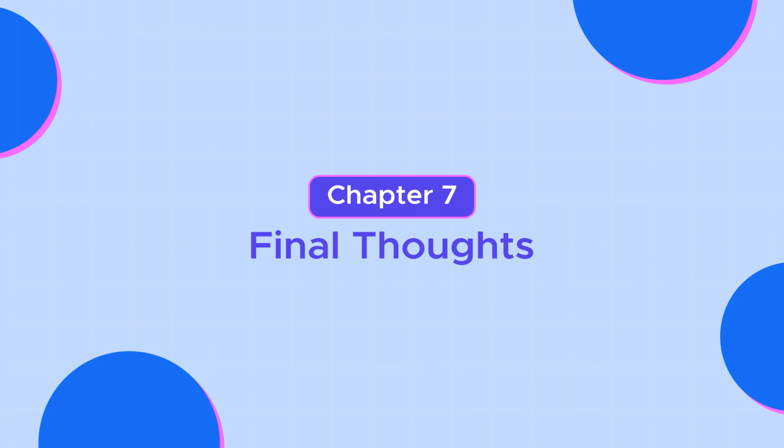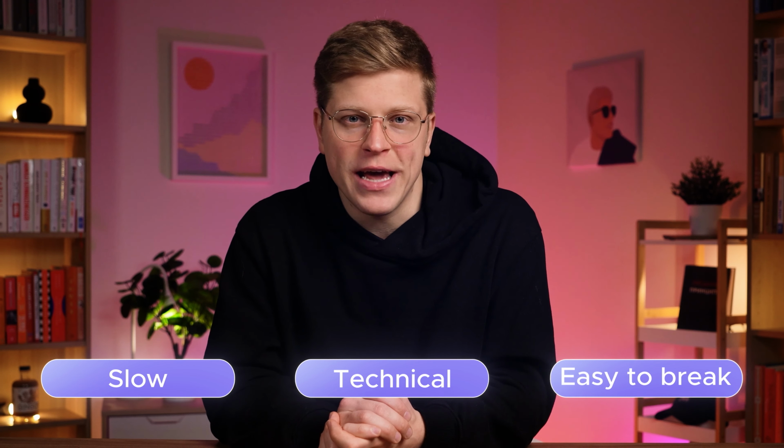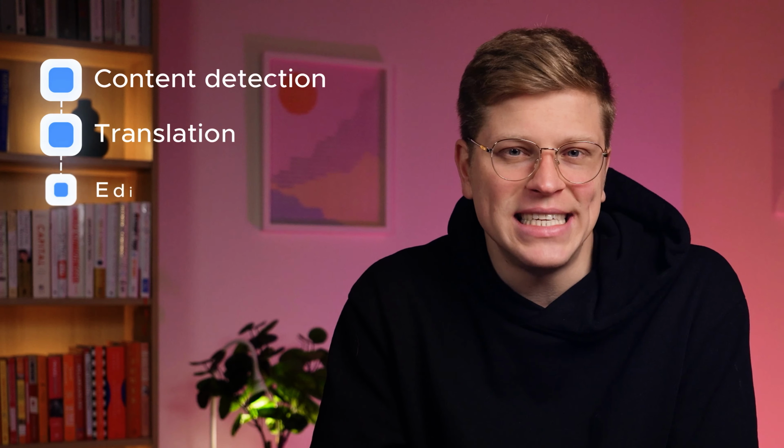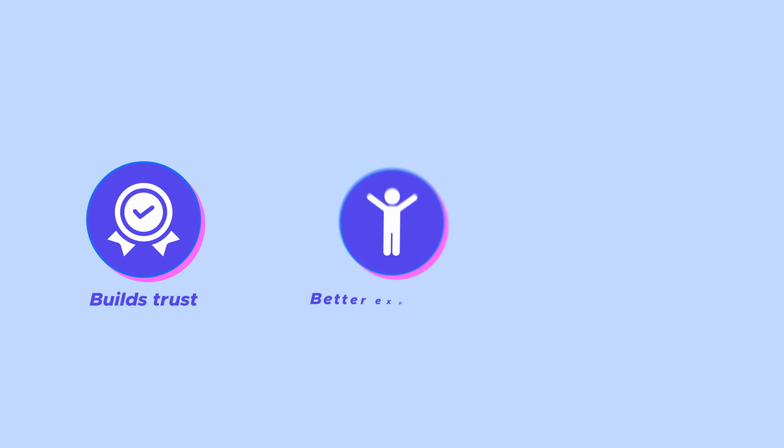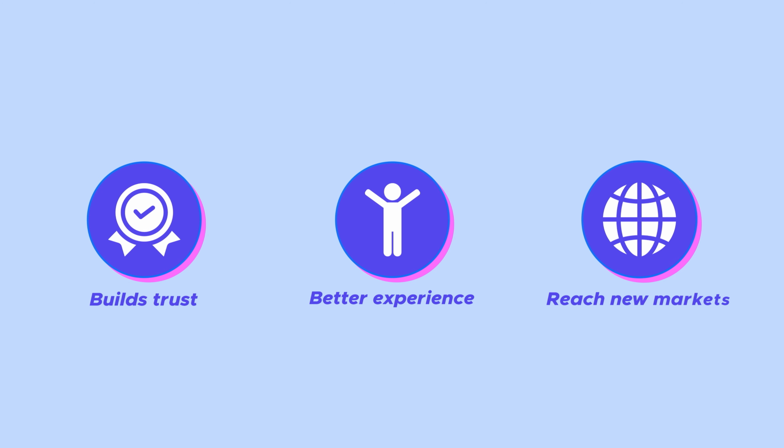Chapter 7. Final thoughts. Translating a website used to be slow, technical, and easy to break. But with tools that handle content detection, translation, editing, and SEO structure automatically, the whole process becomes simple. You don't need a developer. You don't need multiple versions of your site, and you don't need to manage every update by hand. A multilingual site lets people around the world actually understand your content. It builds trust, improves their experience, and helps you show up in new markets without changing your main site.